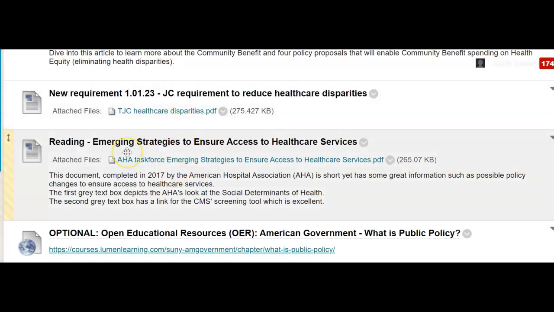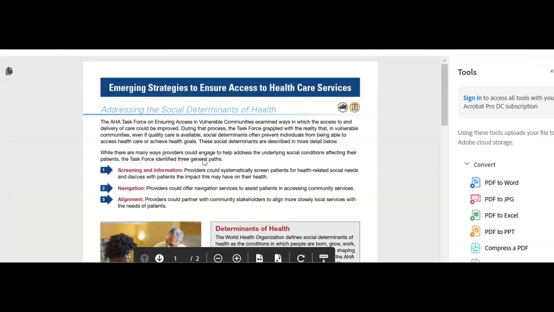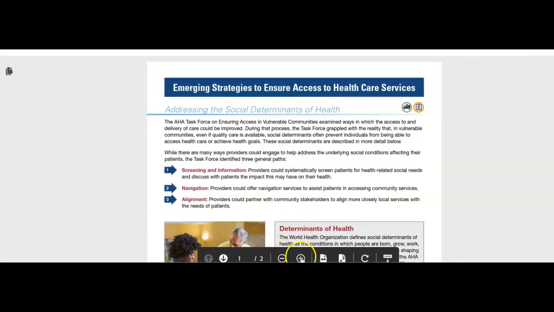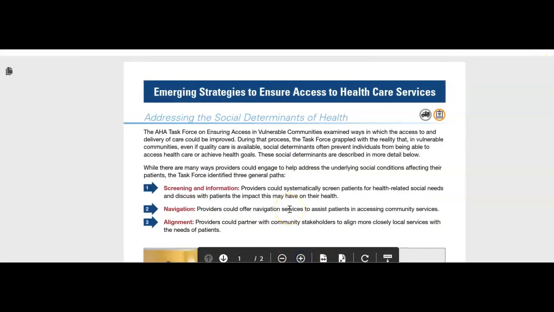to the next and final reading that you are required to do this week. This is just a two-pager. It was completed in 2017. It's written by the American Hospital Association. And really, I ask that you spend a little time in looking at this, and I'll show you where.